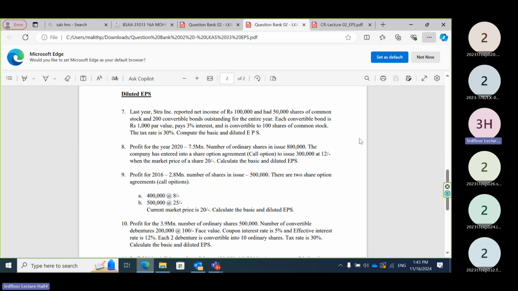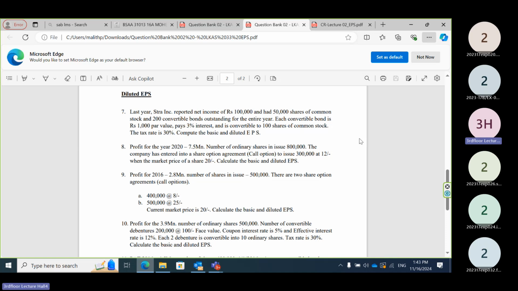30th June. So then, in this year profit, 6 million. 6 million profit is there. So then you are supposed to calculate what? Basic earning per share. You are supposed to calculate basic EPS.